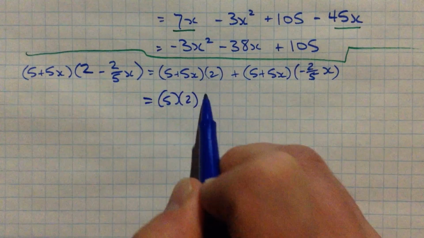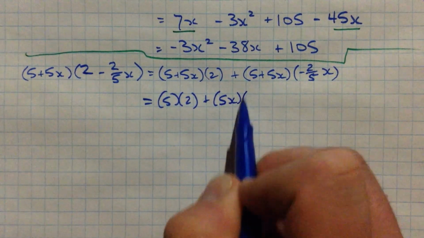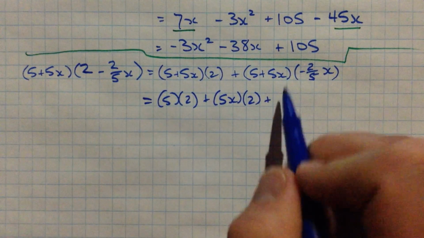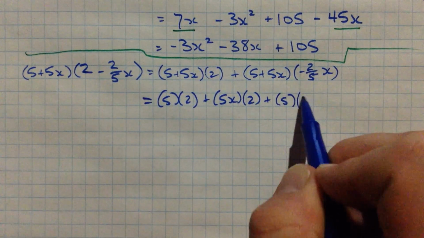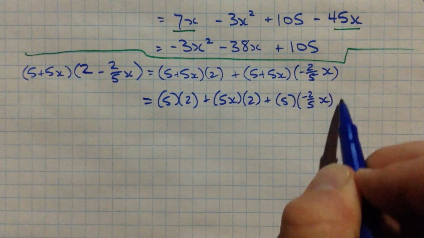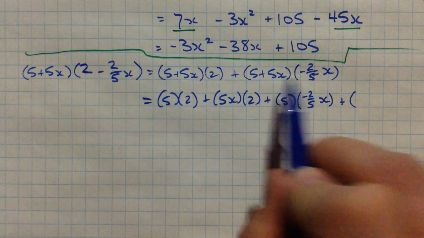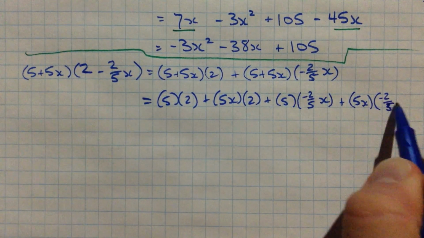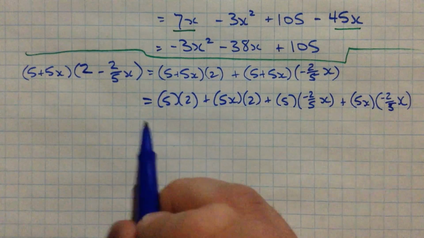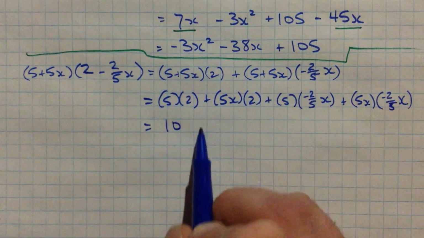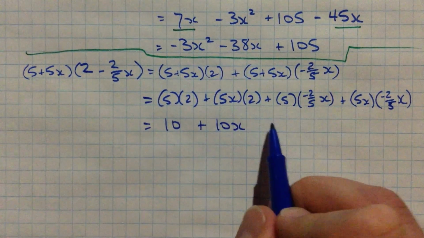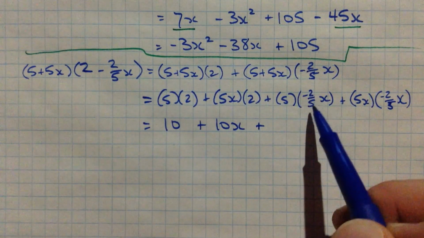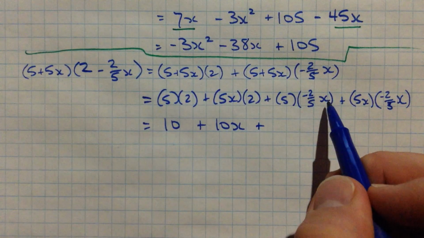Now let's expand this here. 5 times 2 plus 5x times 2. So expanding 2 times each of the things inside the bracket. And we're going to do the same thing here. 5 times negative 2/5 x plus the other part, 5x, times negative 2/5 x. That's 10. That's 10x. Now here we've got a fraction, 5 times negative 2/5 x.